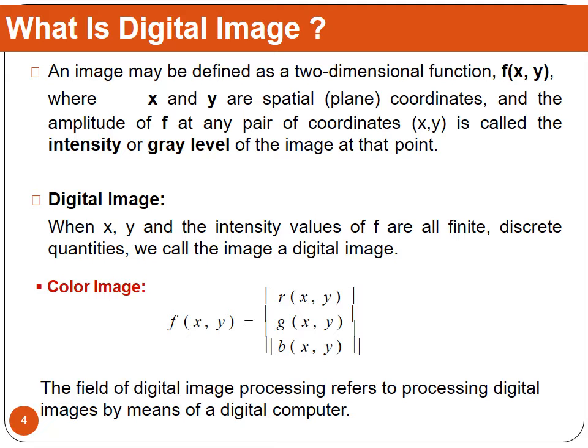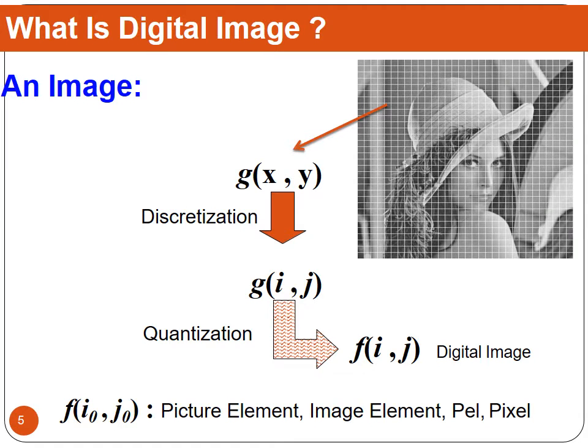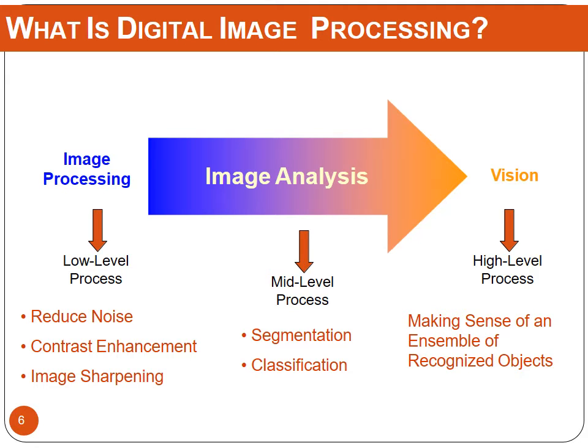We will be having x and y and intensity values of f, which are finite and discrete quantities, whereas in the case of a color image we can represent it in the form of RGB models or CMY models. For example, we take an image with input g of x comma y. It undergoes a discretization process and we get g of i comma j. After that we quantize to get the output f of i comma j. About quantization we will be learning in upcoming classes.